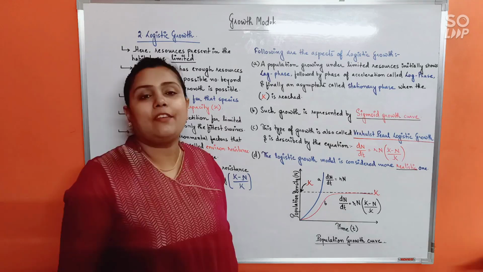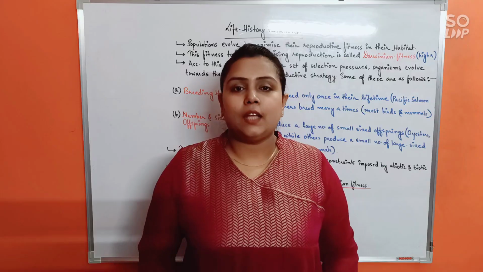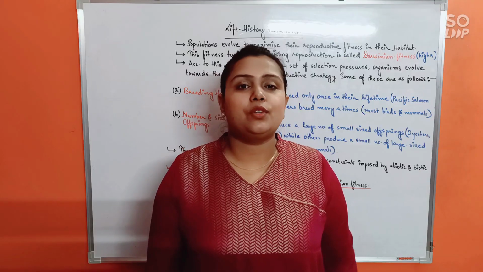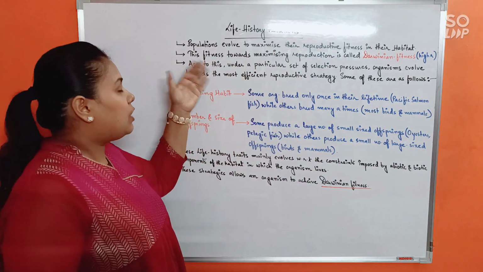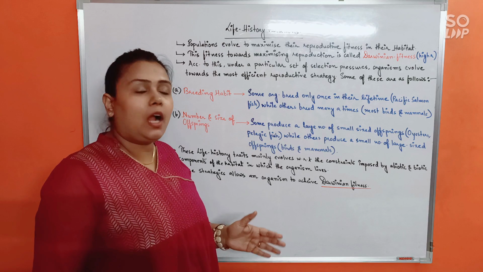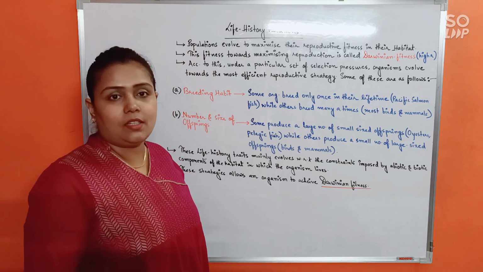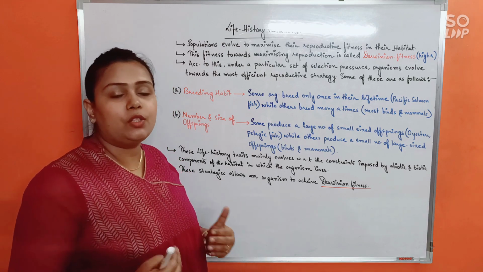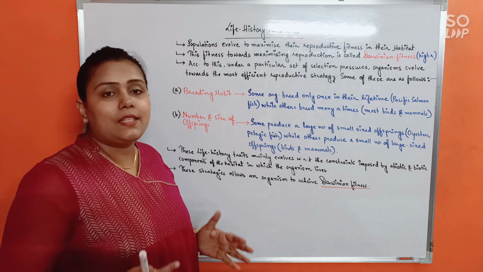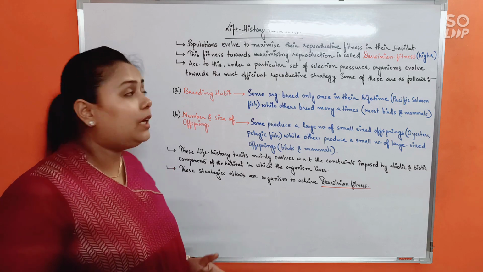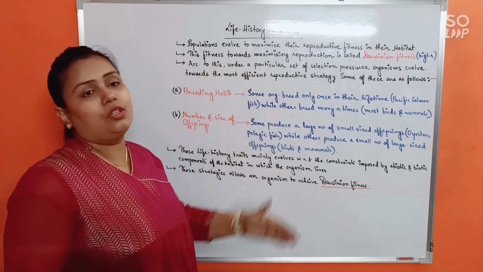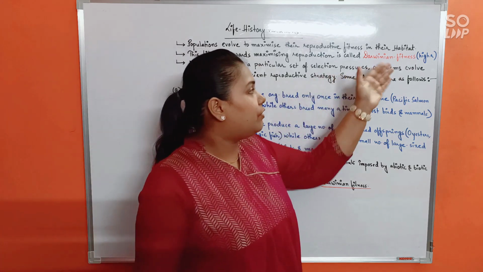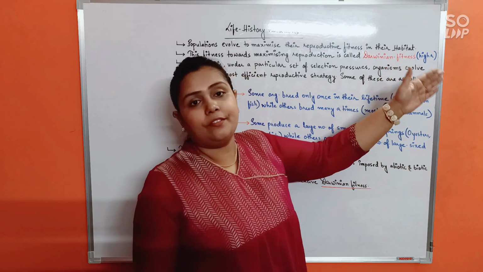Next we'll discuss life history variations. Now let us discuss life history variation. Okay, see, populations evolve to maximize their reproductive fitness in their habitat, isn't it? Every species would want to increase in their number as they survive in their habitat, right? Now, this fitness towards maximizing reproduction is called Darwinian fitness, that is high r value.